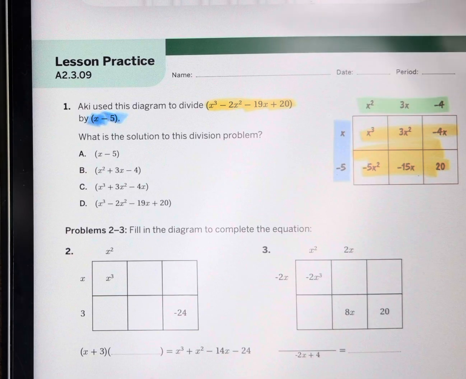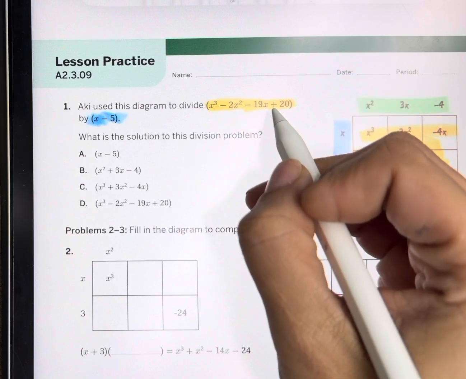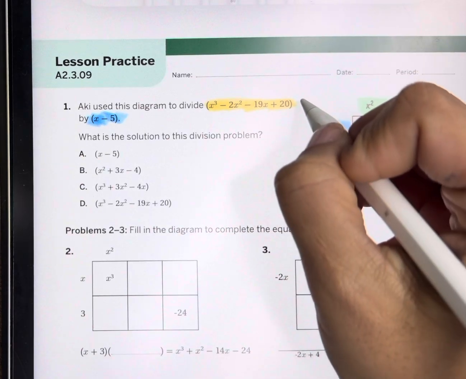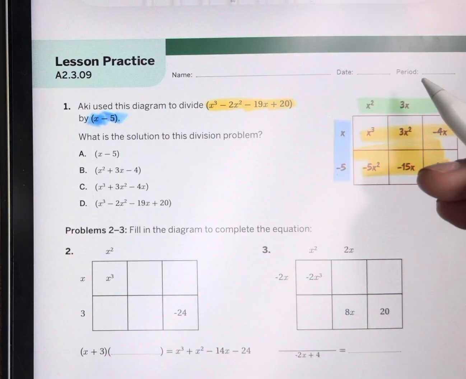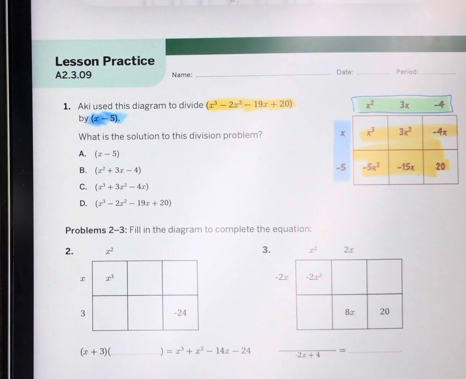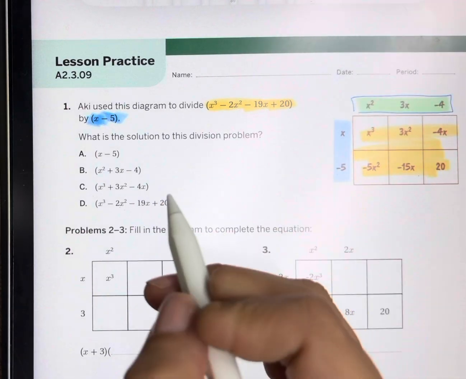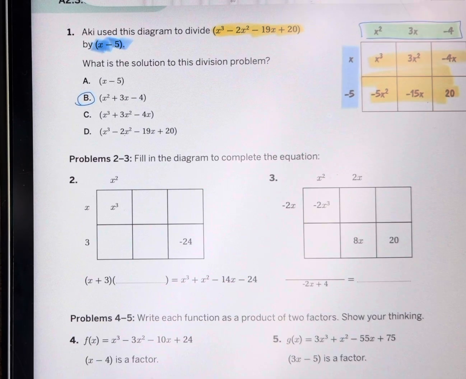So this question is really just testing, do you understand how it works? Okay, x cubed minus 2x squared minus 19x plus 20 divided by x minus 5. We go to the box, we do the whole stuff, we end up getting this, is this, all right? So the answer is just B. It's just checking if you understand what it means. Because a lot of us, we know what to do here, but at the end we don't know what we just did. Okay, now let's actually do it.